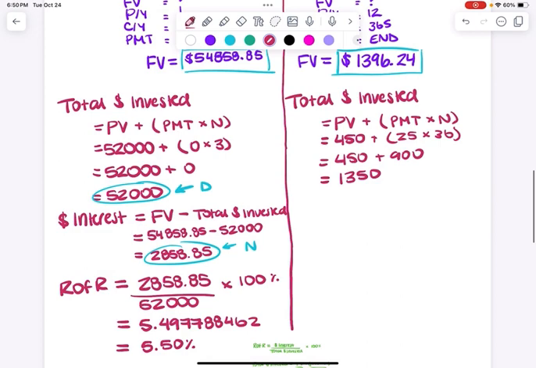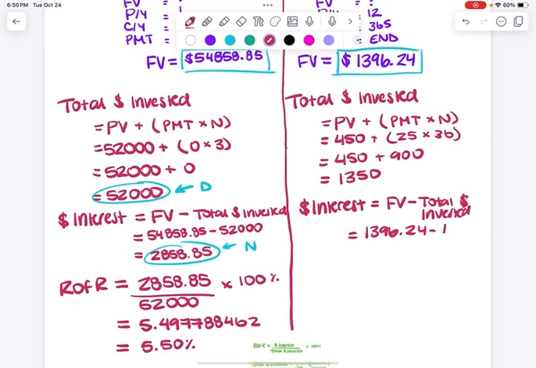Now, when I'm taking a look at my dollar amount of interest earned, I'm following those same steps: my future value, my final amount, subtracting my total dollars invested. And I take those values from my question. So I had 1396.24 minus 1350. And when I do that, I get 46.24. Same idea as before. This first value we calculated was our denominator. The second value we calculated was the value for our numerator.